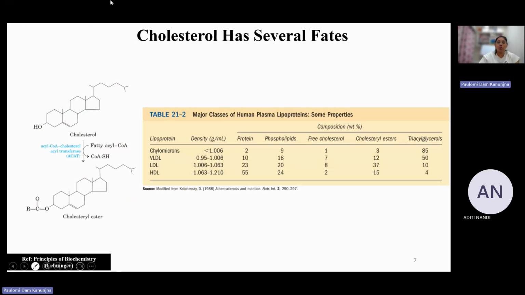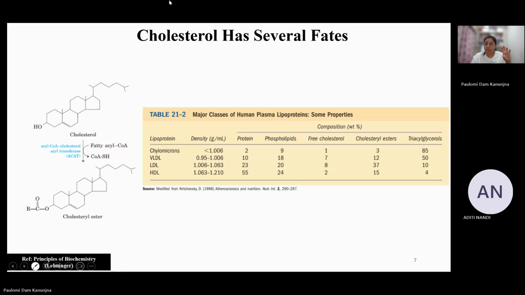So few of them go to the membrane, which is part of the lipid biomembrane. But most of these are carried out, and they are exported as different other components. So what are the different components of cholesterol that you see?